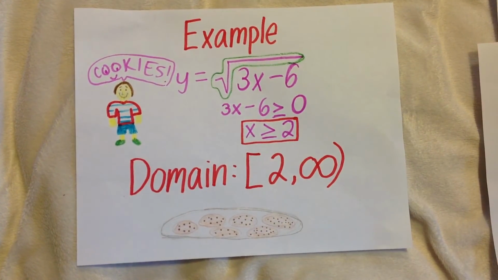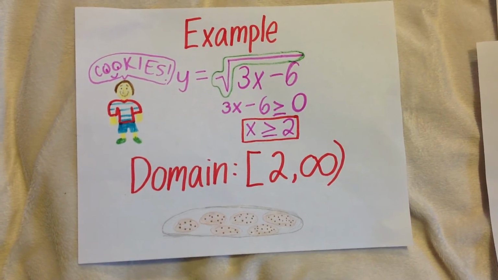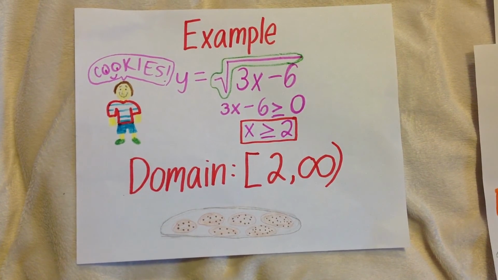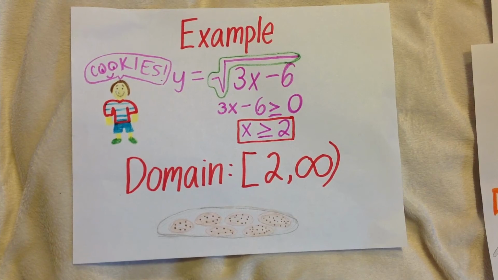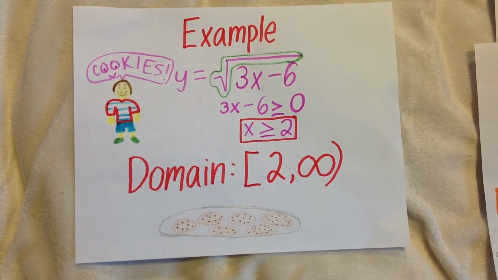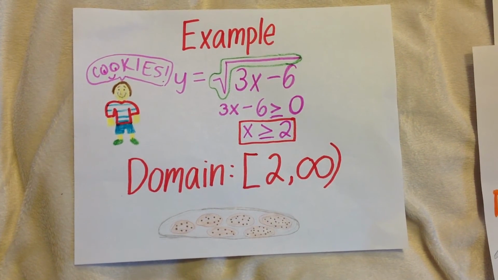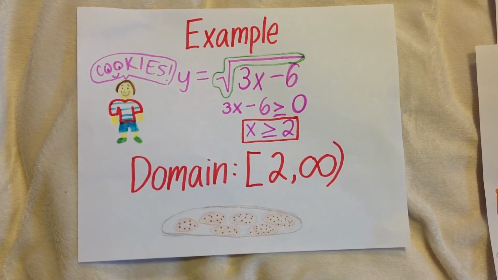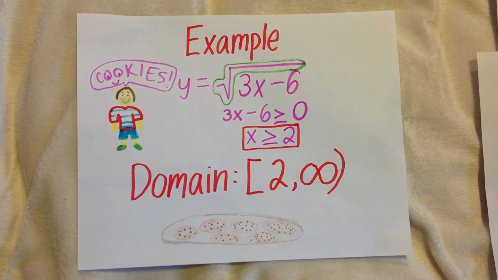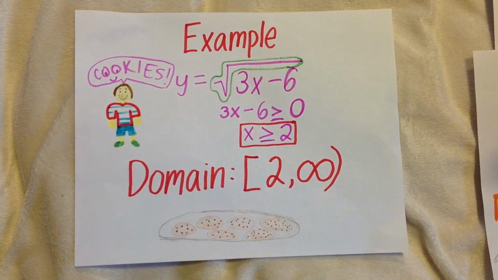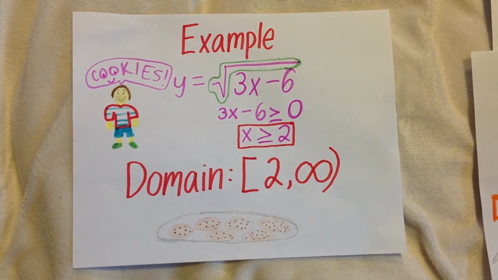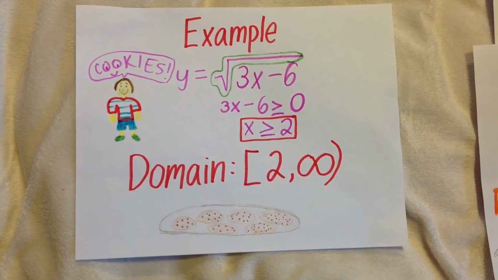Since there's a square root sign, you have to take whatever's under the sign and make it greater than or equal to 0. Once you solve for x, you have to write the domain so that it makes sense. So if x is greater than or equal to 2, any number more than 2 is a valid number, but anything less is not. From 2 to infinity, it makes sense. So the domain is 2 to infinity.